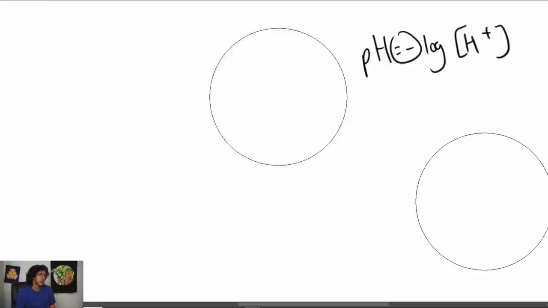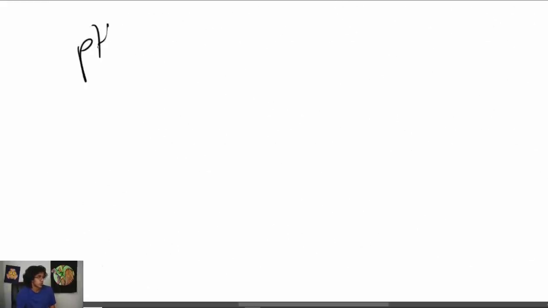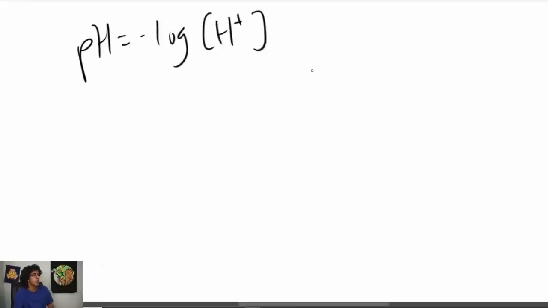Okay, so now we have this epic equation for pH. pH is equal to the negative log of H+. You guys better know this, it is very important. But then there is also pOH, right? And what do you expect? It's literally the same thing as pH, except now you've got OH. So instead of putting an H plus, we put OH minus.